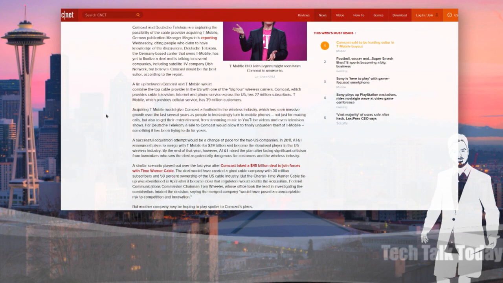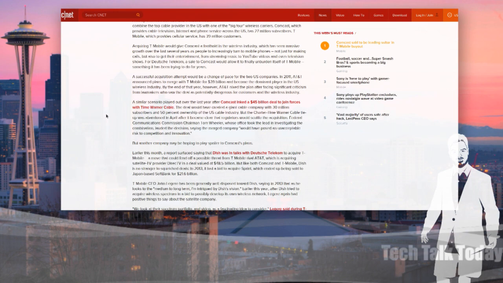A successful acquisition attempt would be a change of pace for the two companies, remember, because in 2011, AT&T announced plans to merge with T-Mobile for $39 billion. That didn't work out. AT&T nixed the plan after facing significant criticism. And then, of course, Comcast linked a $45 billion deal to join forces with Time Warner Cable. Of course, that deal didn't work out after massive criticism.